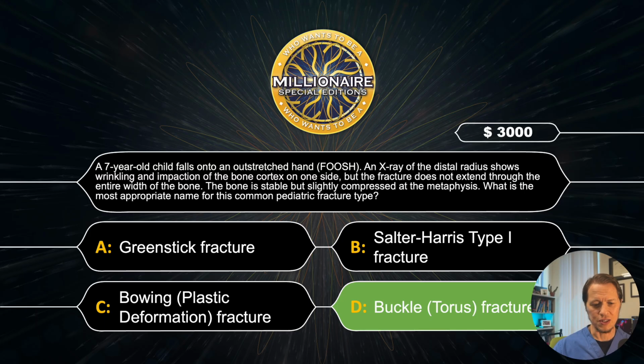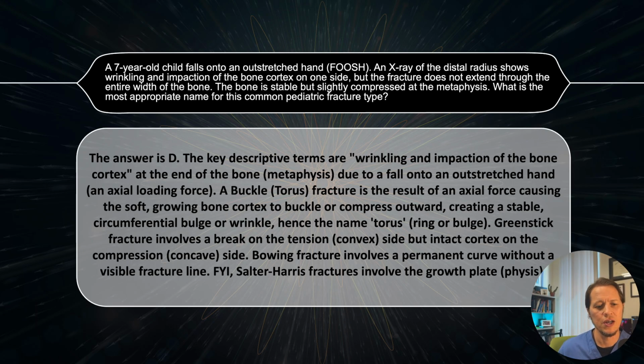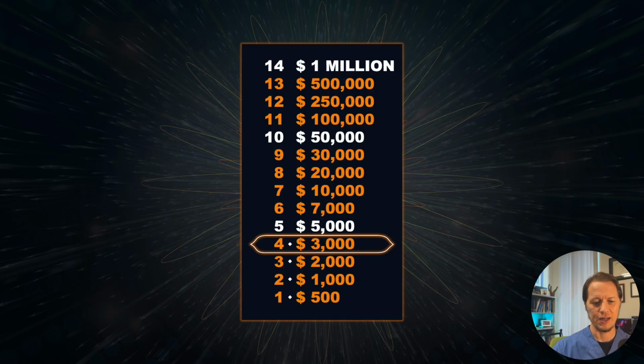That's a buckle. It's a torus fracture. So the key term here is that wrinkling and impaction at the metaphysis, and that's what a torus fracture is. There are other names that are out there. A greenstick fracture, that's on the tension side instead of the compression side. There are other ones, Salter-Harris, that's a growth plate fracture, and bowing is just when you bend it, but there's no actual visible fracture line. All right, question number 5.